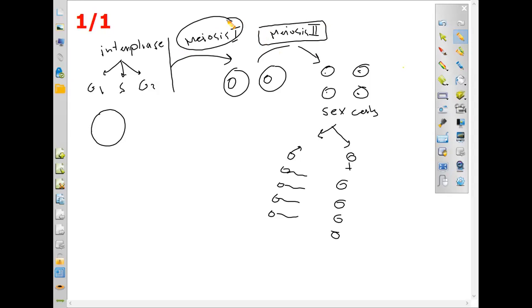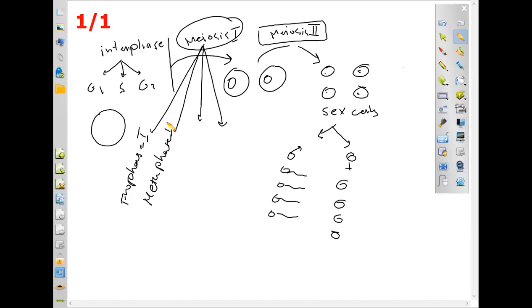Each one of these, meiosis 1 and meiosis 2, happens in the regular steps which we know. What are they? We have prophase 1, then metaphase 1, then anaphase 1, and finally telophase 1. So these are the different steps of meiosis 1.